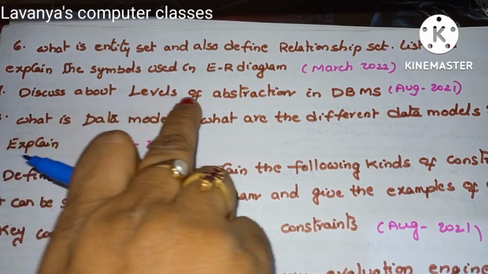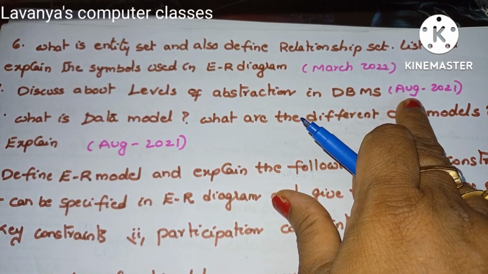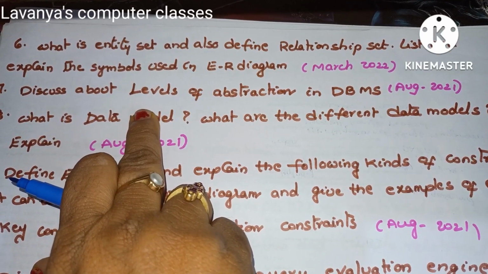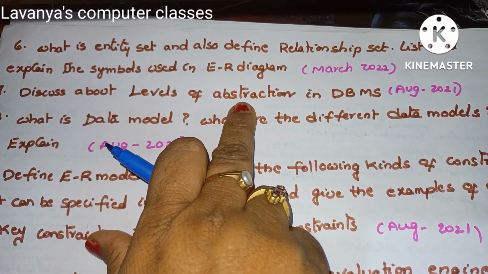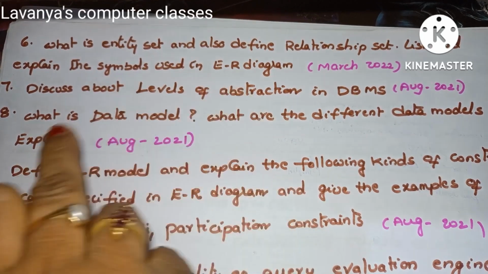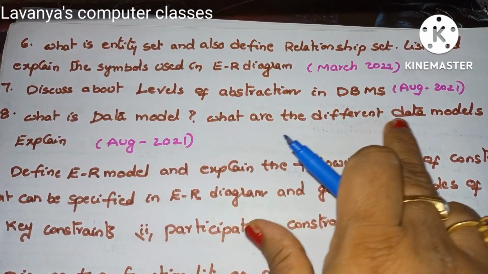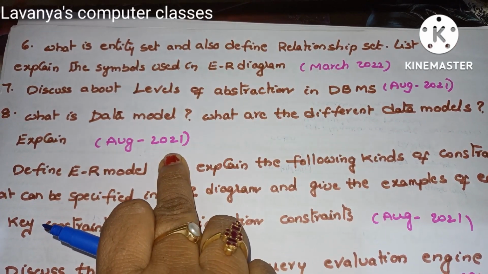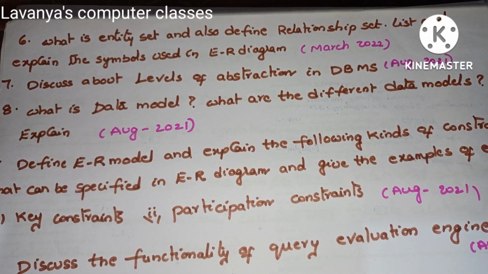Next, discuss about levels of abstraction in DBMS. This is from August 2021. 3-level architecture or ANSI-SPARC architecture, levels of abstraction, whatever it is, the question is this one. Very important question. Physical level, logical level, conceptual level. Next one is, what is data model? What are the different data models, explain with examples. This is also from August 2021. Data model is also a very important question.